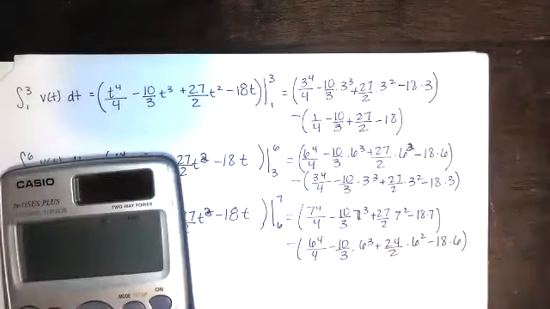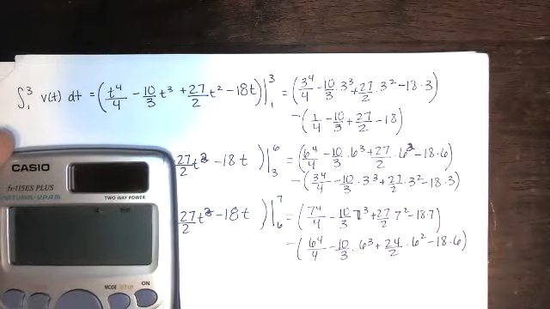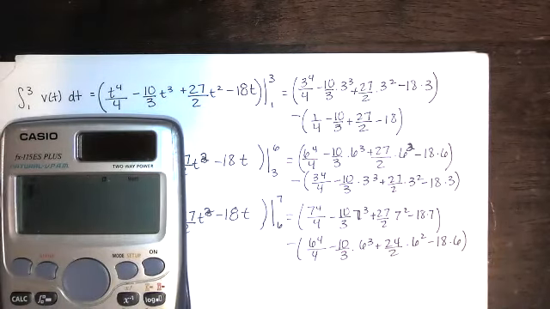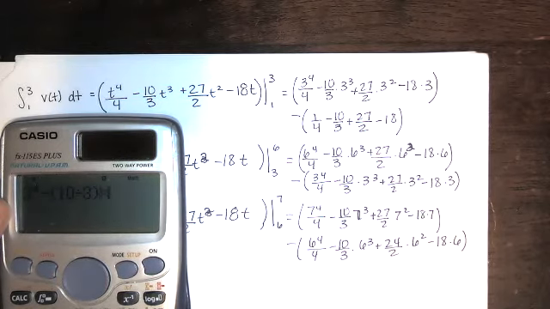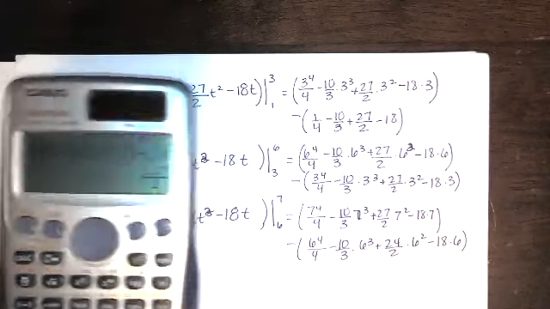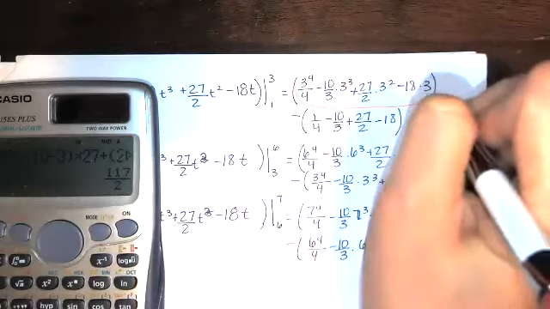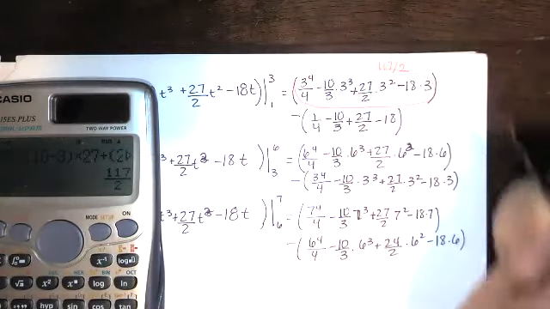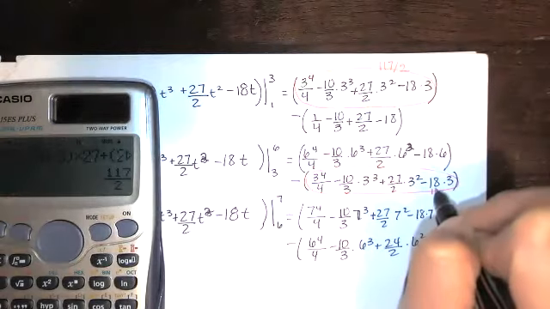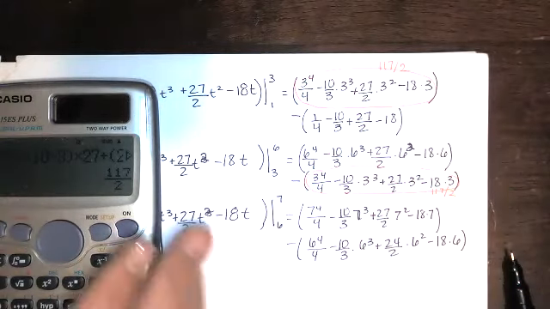Now let's see what that function is evaluated at 3. So I'll have 3 to the 4th minus 10 over 3 times 3 cubed, so that's 27, plus 27 over 2 times 3 squared, which is 9, minus 18 times 3. So we get 117 over 2. That's this value. And this is also 117 over 2. Just going to keep track of that, okay?